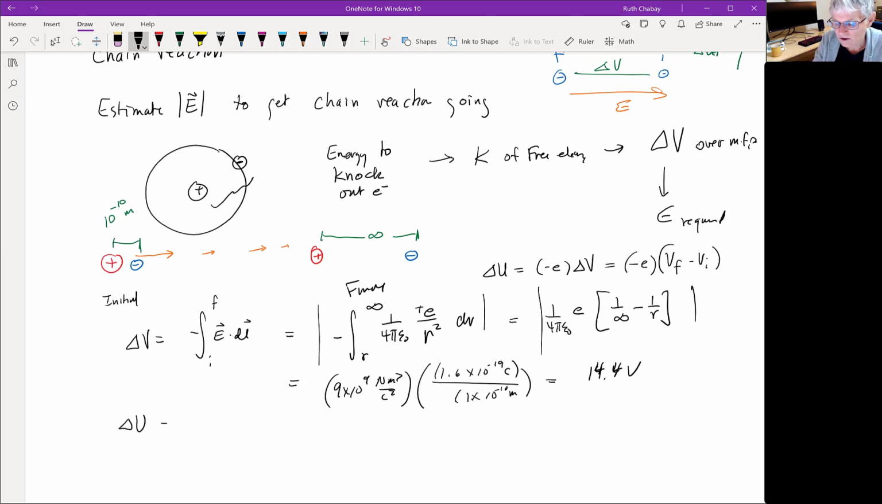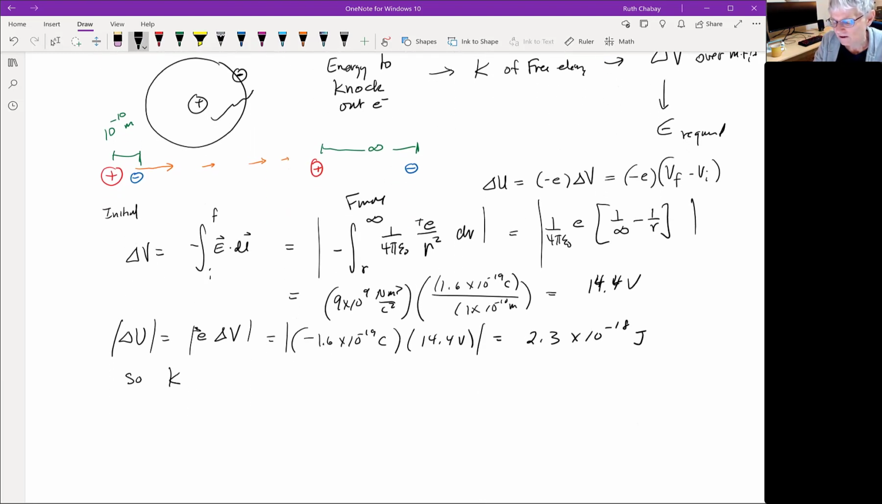So the change in potential energy is then going to be e delta V. We multiply this by minus e, so we get 1.6 times 10 to the minus 19 coulombs times, and this actually comes out to a negative number if we do it right. It's going to come out to about 2.3 times 10 to the negative 18 joules. So the kinetic energy of the electron must be about 2.3 times 10 to the negative 18 joules, or greater than or equal to, say.